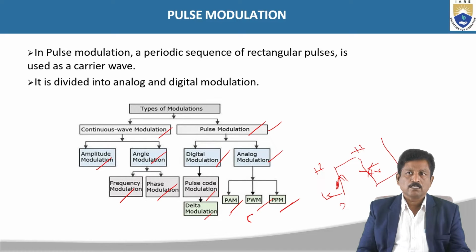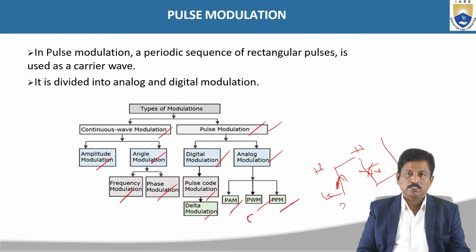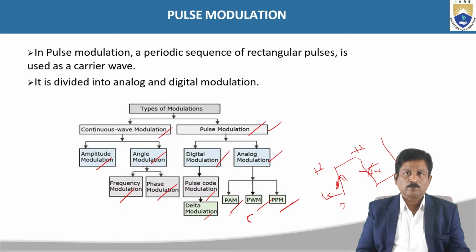So we can change the position of either one. That is the position of the pulse. It may be the leading edge position or the trailing edge position. Based on that, we have pulse position modulation. The position of either the leading edge or the trailing edge can be changed according to the instantaneous value, or strength, of the modulating signal. Then it is known as pulse position modulation. So these are the brief descriptions of the different types of modulation.